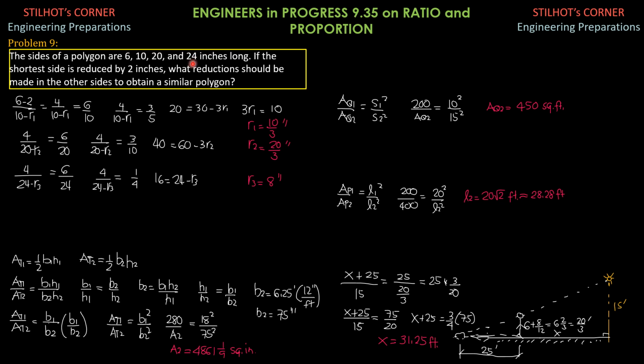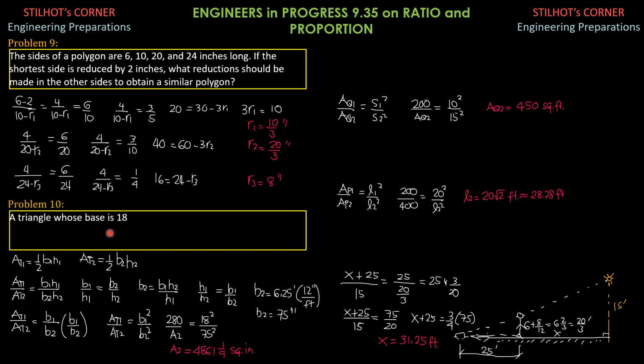Then lastly, for the 24-inch long side, so 4 over 24 minus R3 equals the ratio of the original dimension 6 over 24, or 1/4. So 4 over 24 minus R3 is 1/4. Cross multiply, 16 equals 24 minus R3. So R3 is 24 minus 16. So that means the reduction for this side should be 8 inches long. And you just check after reducing the sides: 10, 20, 24. This is 10 minus 10 thirds, 20 minus 20 over 3, 24 minus 8. Those are the new sides. Then obtain the ratio. The ratio should still be the same correspondingly.